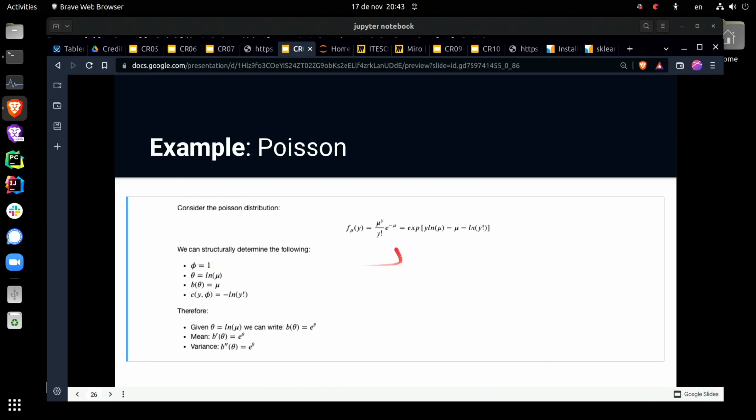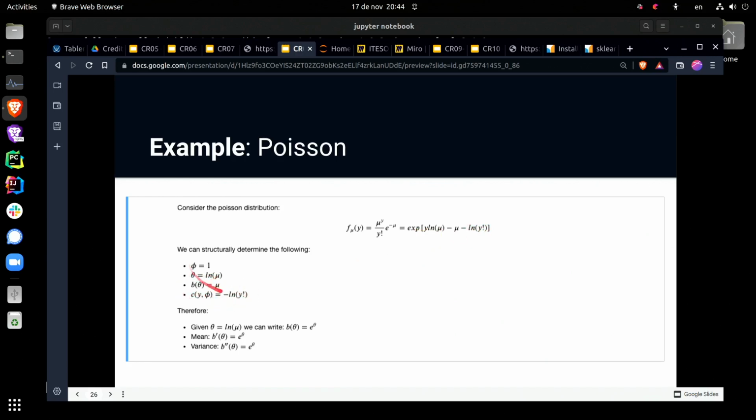Okay, so the different elements: we have our target variable multiplying the definition of the parameter of the distribution. Therefore, we do this assignment. We have a function b that depends on the parameter of the distribution, this part in here, and we have the other complement, the c function, that only depends on y or on phi, sorry, the dispersion constant. In this case, phi is equal to 1, so this is going to be equal to c.